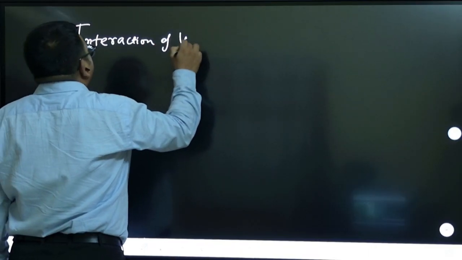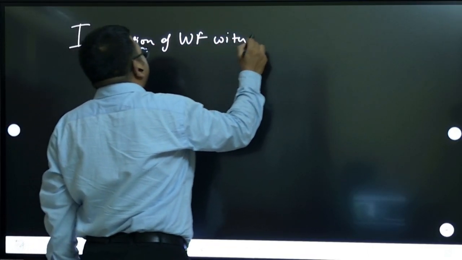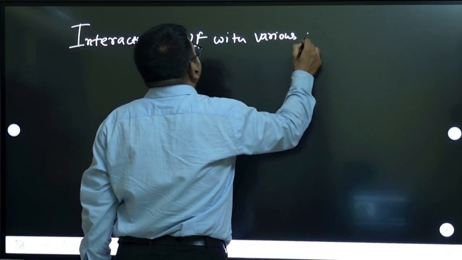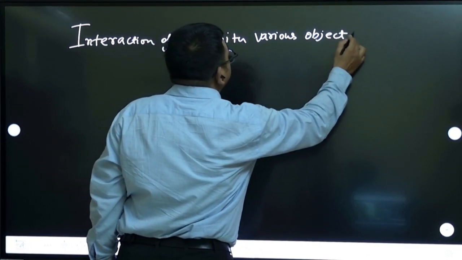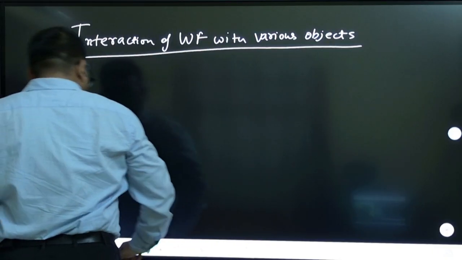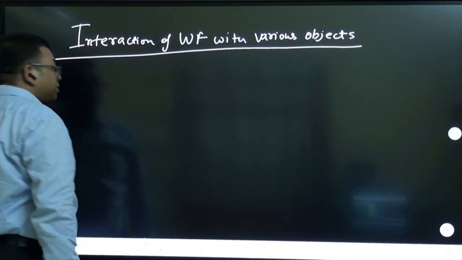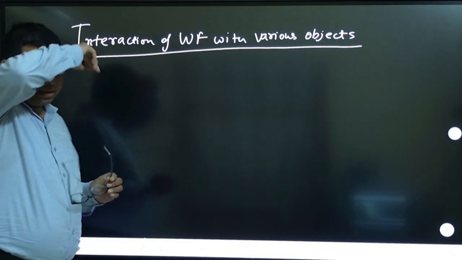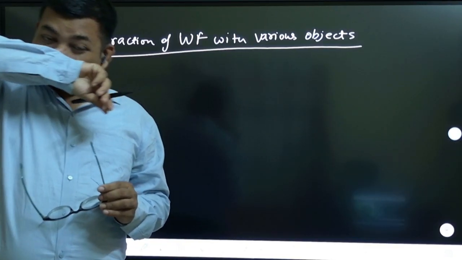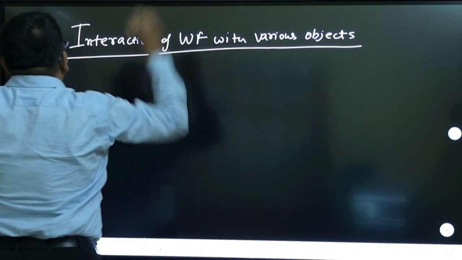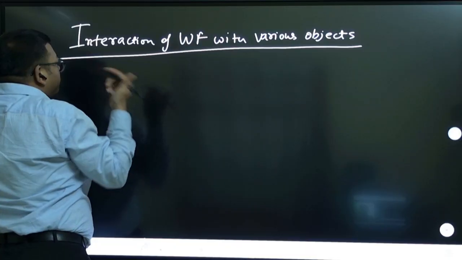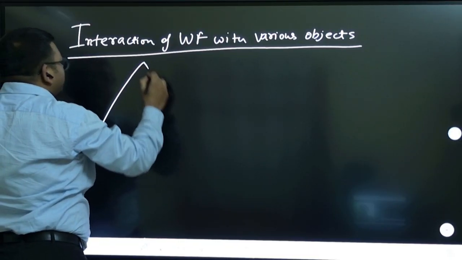So interaction of the wavefront with various objects. Let us consider various objects. We can start with concave mirror, spherical mirrors, prism, slab, right? All these things we will take one by one. So let us take, for example, prism. Let us take prism first. It will be very interesting to take prism.